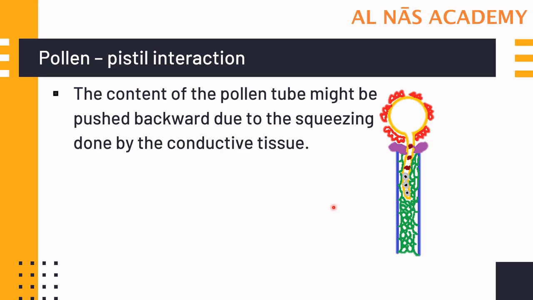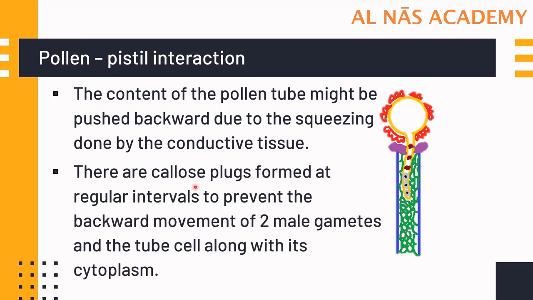So there is a possibility that the content of the pollen tube might be pushed backward due to the squeezing of the conductive tissue. As a result, all the content of the pollen may not come along with the pollen tube growth. To avoid this, callose plugs are formed at regular intervals to prevent the backward movement of the two male gametes and the tube cell along with its cytoplasm. So these callose plugs ensure that the two male gametes, the cytoplasm and the tube cell are at the tip of the pollen tube.